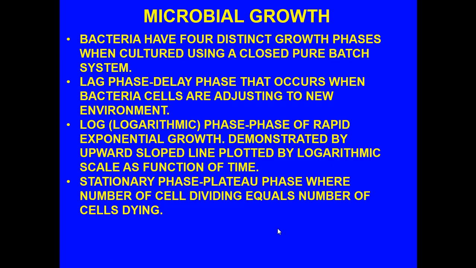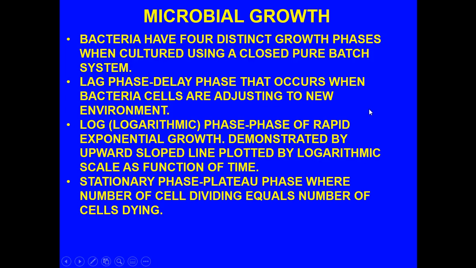Now, bacteria have 4 distinct growth phases when they are cultured using a closed pure batch system. Keep in mind when I say a closed pure batch system, this has a set amount of nutrients, a set amount of oxygenation, pH control, temperature, etc. When you take your first cells and you add them, you're going to have a lag phase. This is a delay phase that occurs when bacteria cells are just adjusting to the new environment.